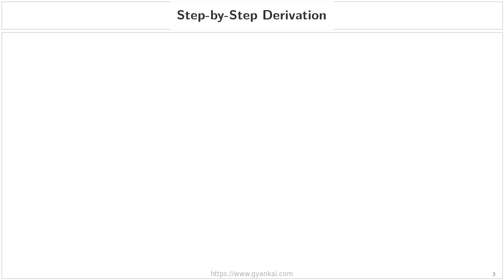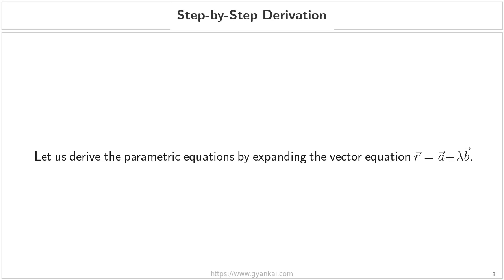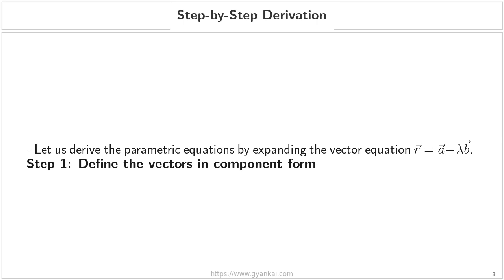Step-by-step derivation. Now that we understand how the parameter lambda acts as a scaling factor to move us along the line, let's look at how we actually arrive at these parametric equations. We are going to derive them by expanding the vector equation we saw in the previous slide, which is r equals a plus lambda b. To start our derivation, in step 1, we need to define our vectors in component form. Instead of looking at them as single arrows, we are going to break them down using our standard unit vectors, i hat, j hat, and k hat.